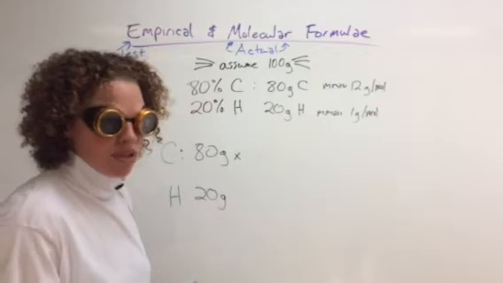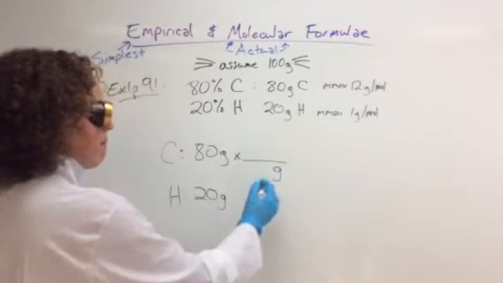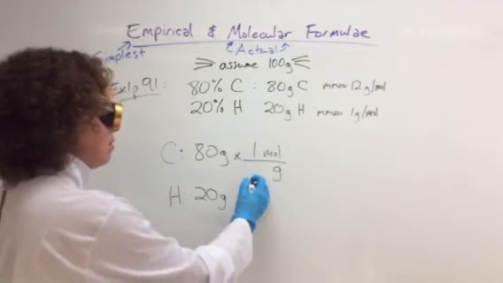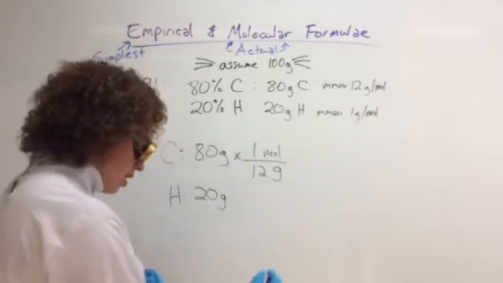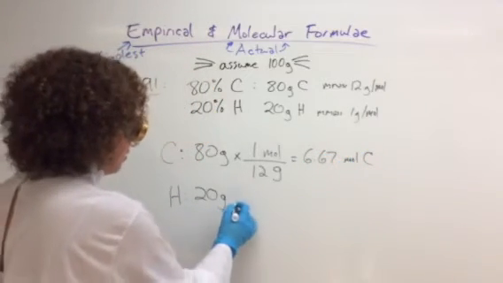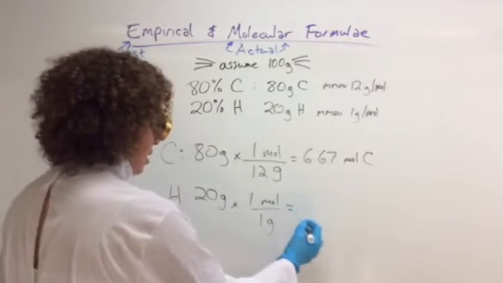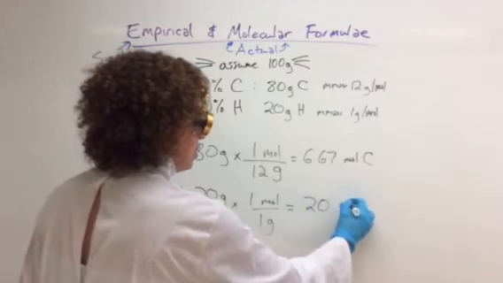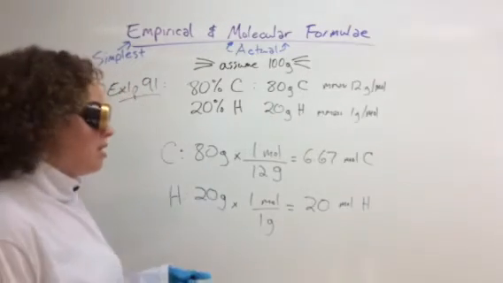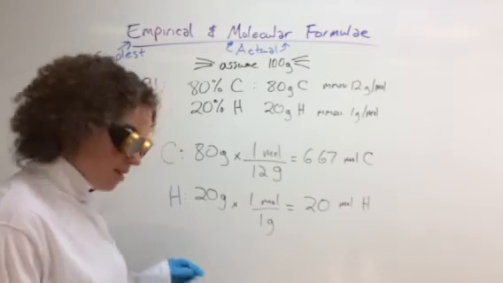So if I figure out how many moles there are, then I should know what the ratio is. So I'm getting rid of grams, and I want to get moles, so I'm going to arrange my units so they cancel out. There's the 12, and that gives me 6.67 moles of carbon. Down here I do the same thing, 1 mole over the 1 gram per mole, and that gives me 20 moles of hydrogen. Now, does it make sense that we have more hydrogen than carbon? Yeah, it does. Because even though it's a smaller amount here, hydrogen weighs considerably less.